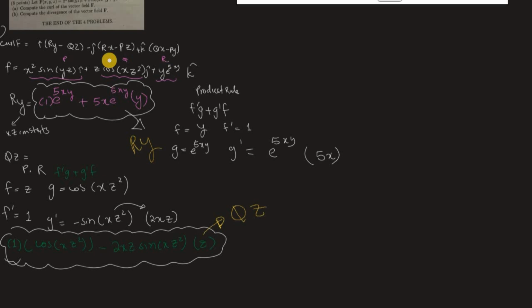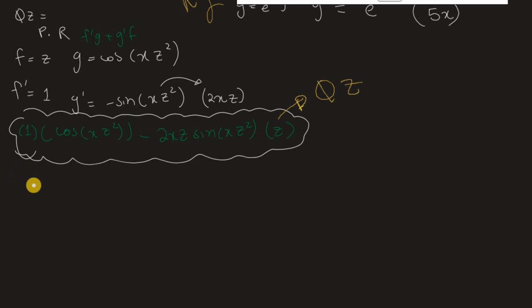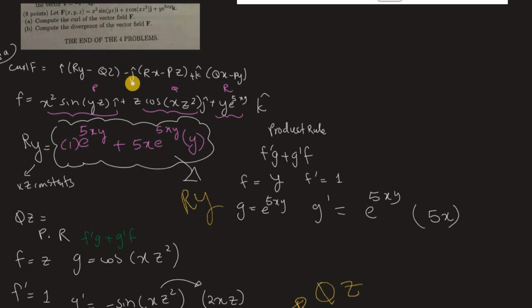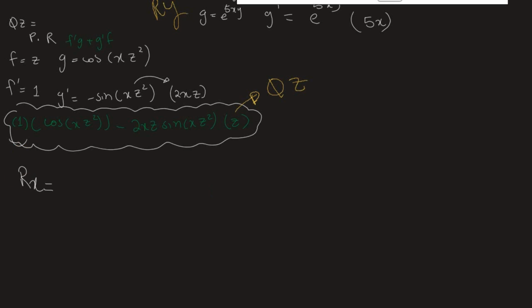Okay. Now what do we have now? Now we need to find r of x, the function r with respect to x. So we have this function r over here. We need to differentiate this with respect to x. So we have y e to the 5xy. We are differentiating this function with respect to x. That means y and z are constants over here. So this is a constant, and it's going to stay over there.